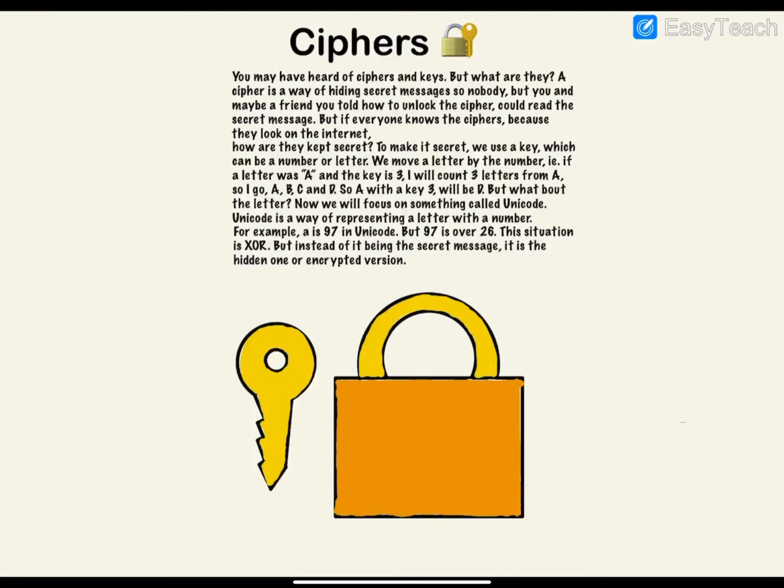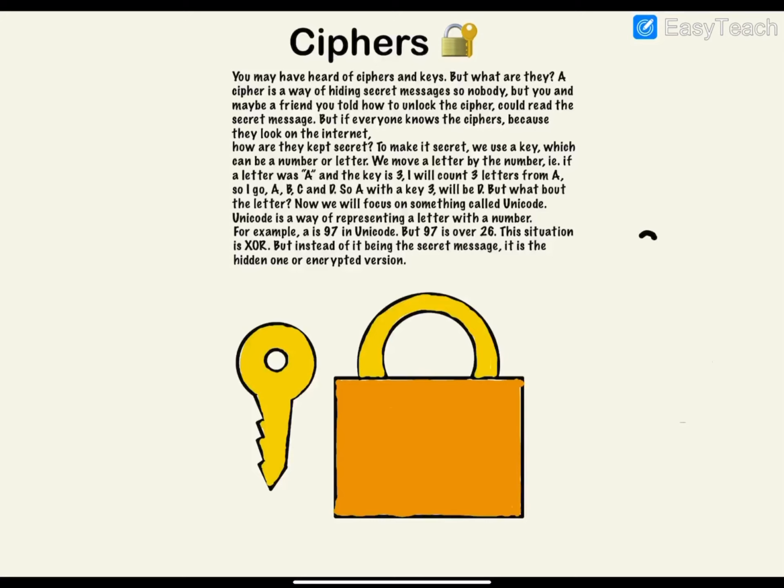But what about the letter? As I said before, a key could be a number or a letter. Now we will focus on something called Unicode. Unicode is a way of representing a letter with a number. For example, A is 97 in Unicode, but 97 is over 26. This situation is XOR. But instead of it being the secret message, it is the hidden, encrypted version.